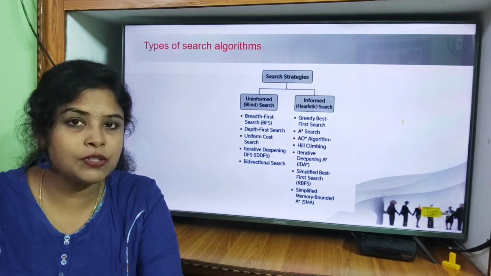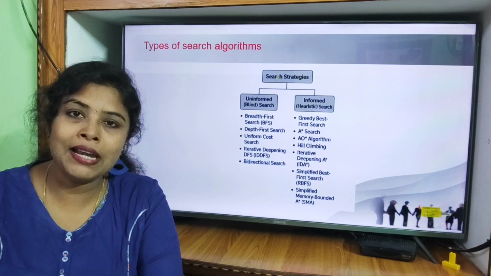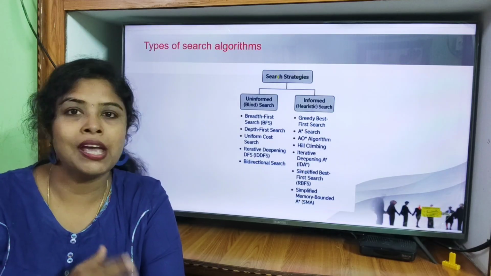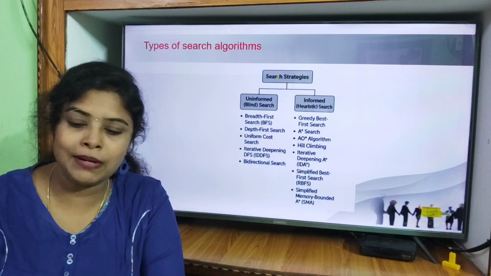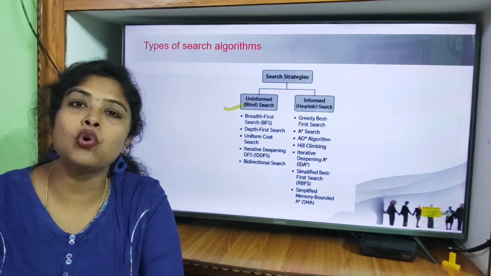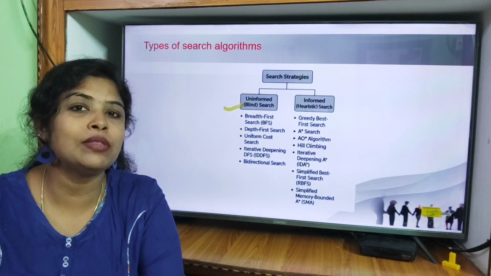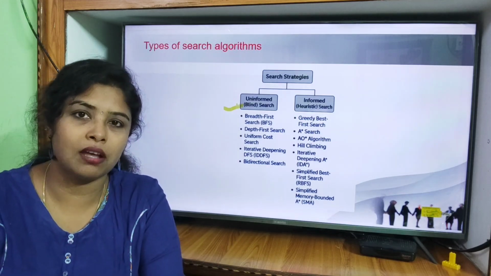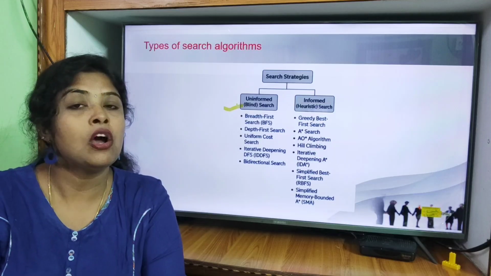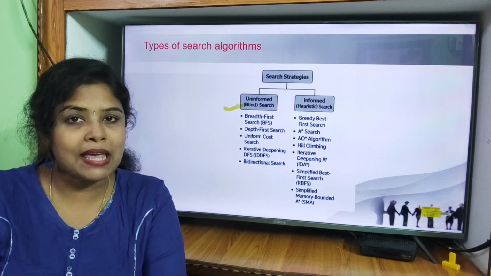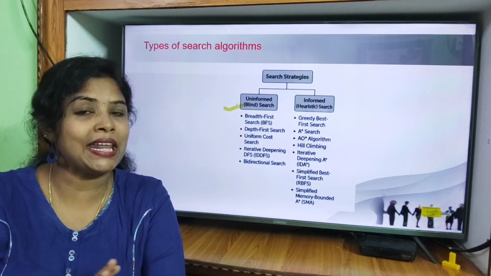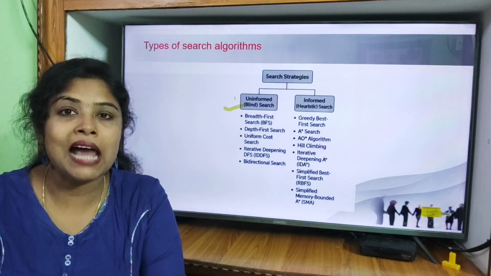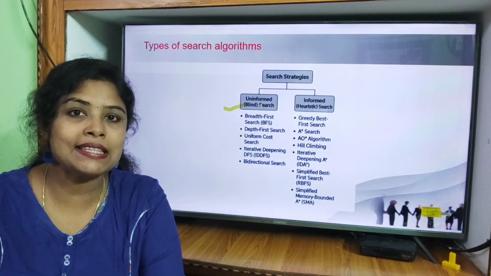Coming to the different types of search algorithms, broadly we can classify search algorithms into 2: uninformed search and informed search. Uninformed, as the name suggests, there is no prior information given to the algorithm about the goal state. It will not know whether it is approaching the goal state, nearer to the goal state, or far from the goal state. In the same way, it does not have any prior information or domain knowledge. That's why we call it uninformed search or blind search.